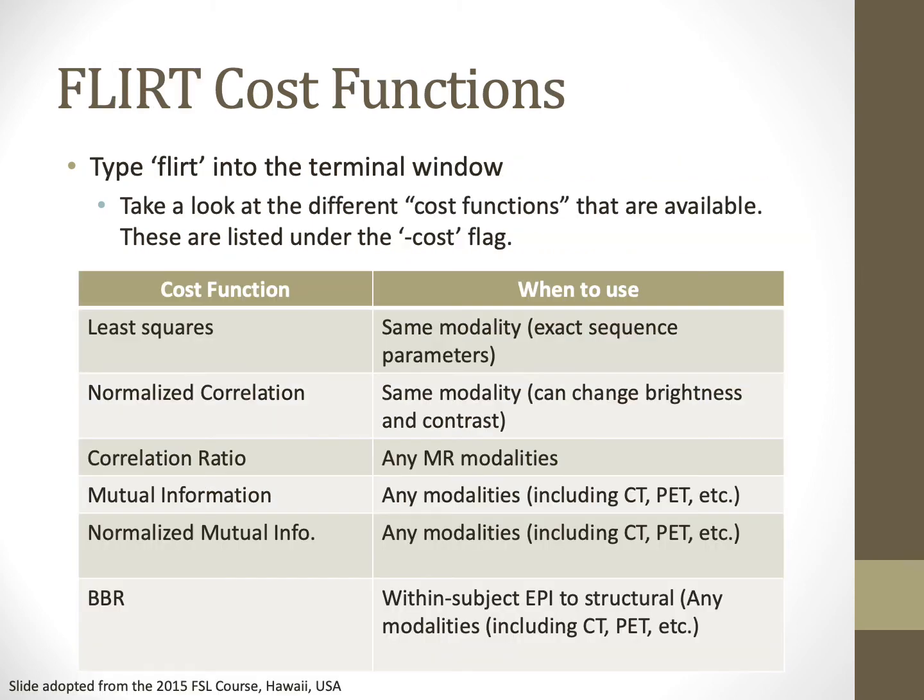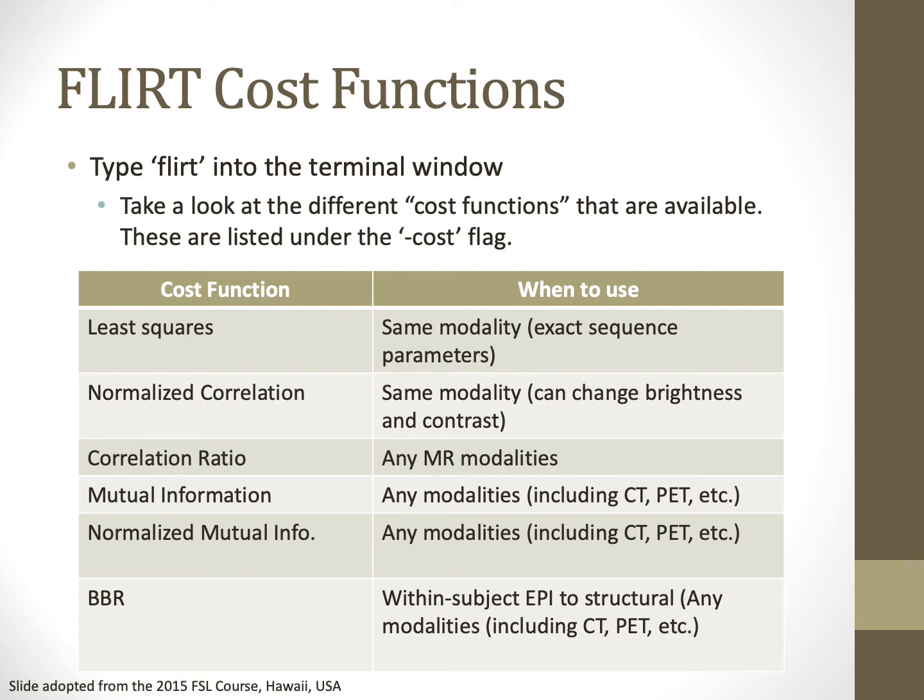If you type FLIRT into the terminal window, you will notice that there are many different options available when using this command. Take a look at the different cost functions that are available. These are listed under the -cost flag. In particular, FLIRT has a variety of different cost functions implemented, each with different advantages and disadvantages. Namely, different applications may require different cost functions depending on the types of images that you're trying to register.